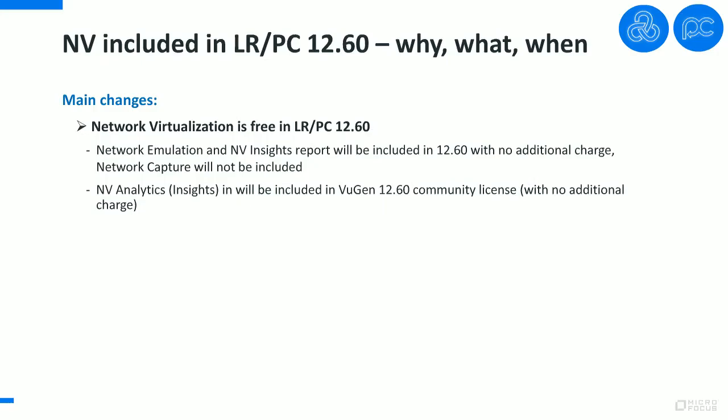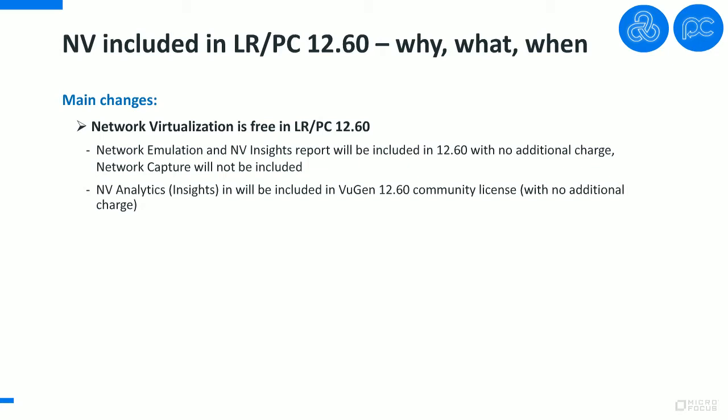One little reminder I'd like to highlight, and we did this in 1260, was that network virtualization has now been added to LoadRunner and Performance Center as a core feature instead of an additional license. So there were three parts to network virtualization. There was the network emulation portion, which is being able to execute a scenario with network conditions applied to that scenario, or using the global library.